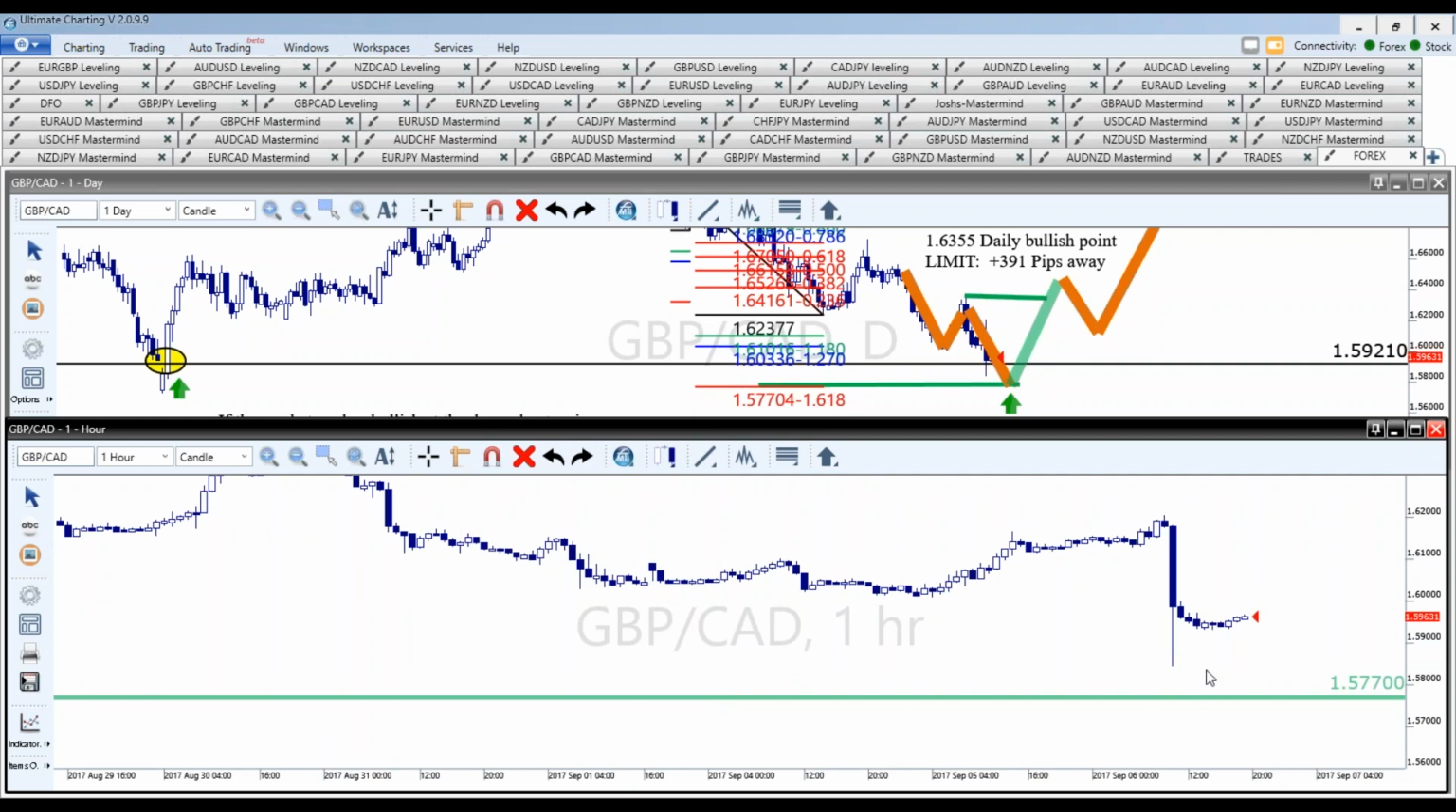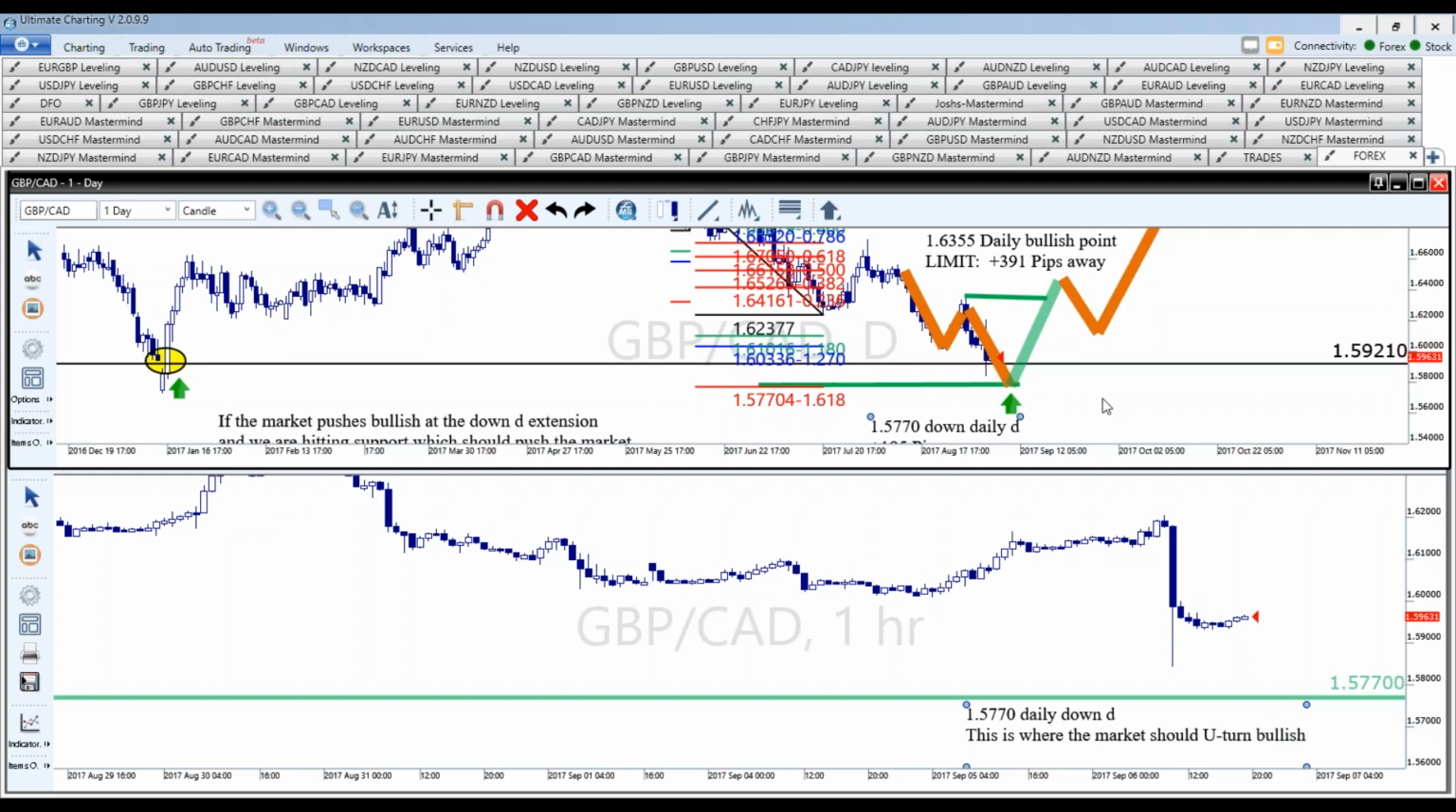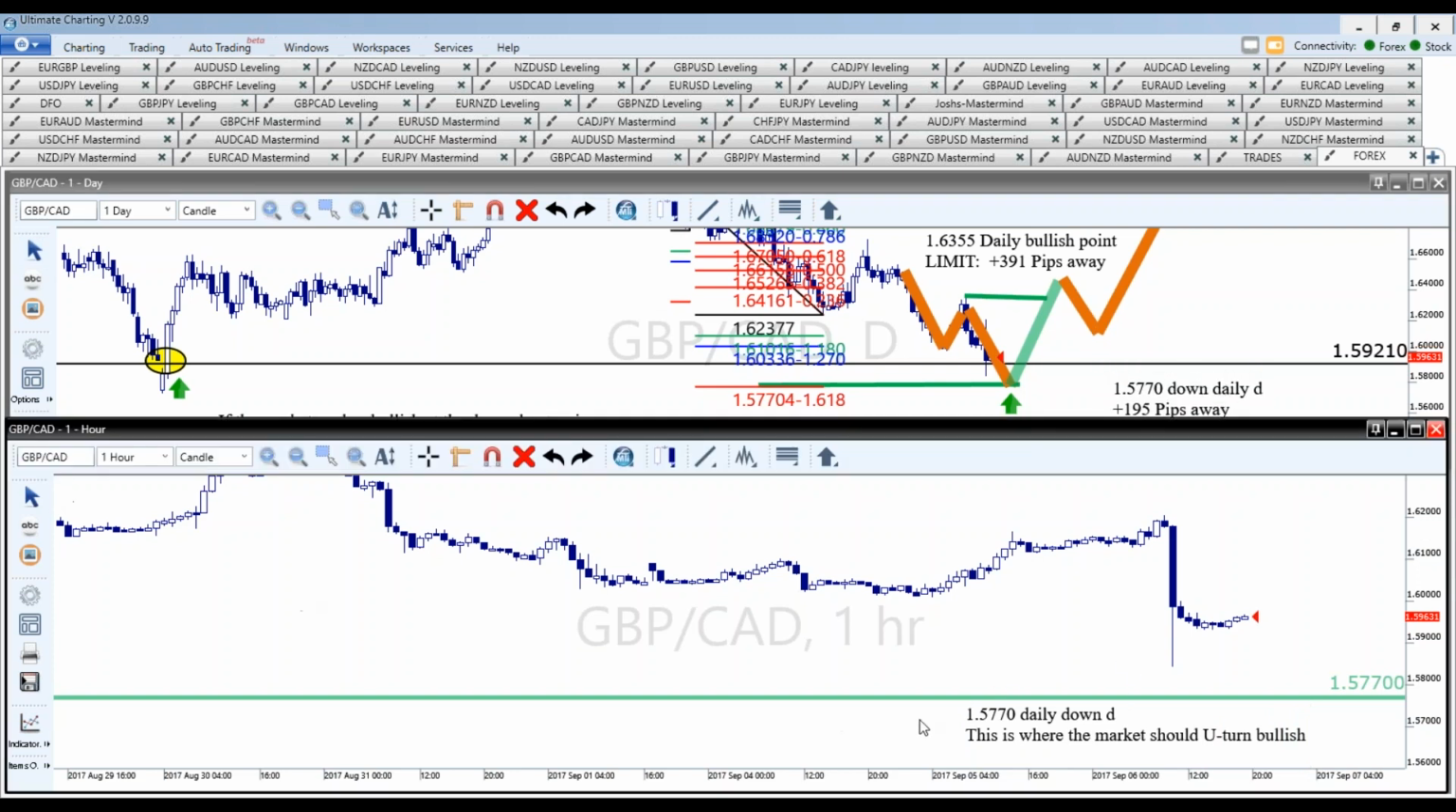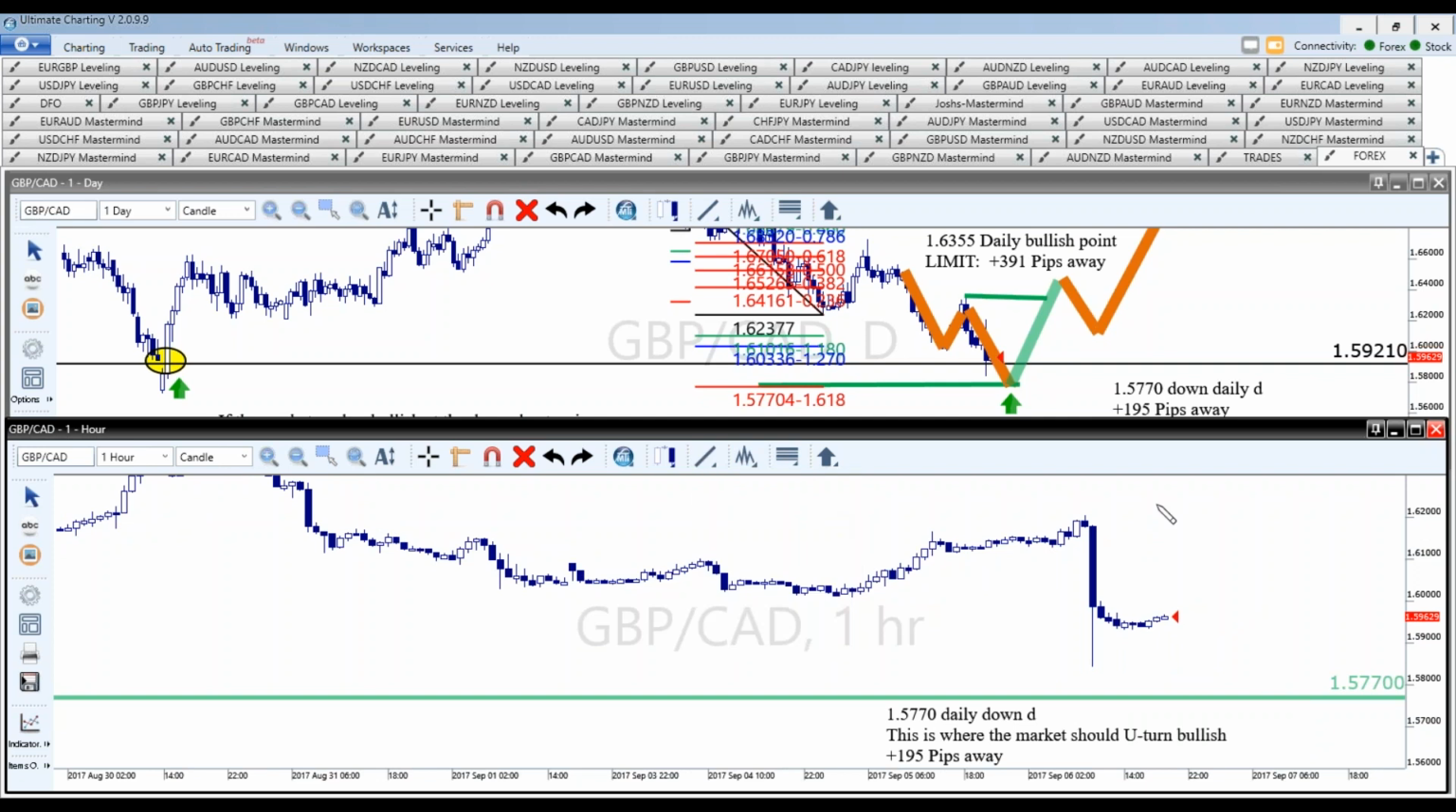Which means that if your stop's above this, you can do one of 2 things. Number 1, chance it, or number 2, move it, or number 3, if you get stopped out, be prepared to buy in again. Okay, 1.5770 is going to be the daily down D. This is where the market should U-turn bullish. How far away was that? That was how many pips away? That was 195 pips away, okay?